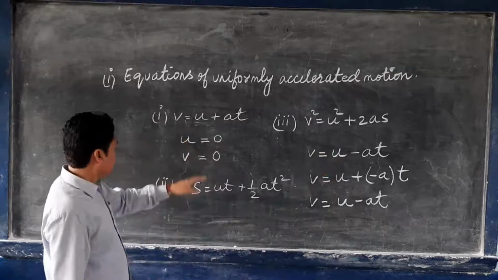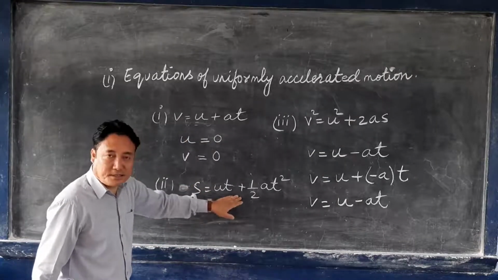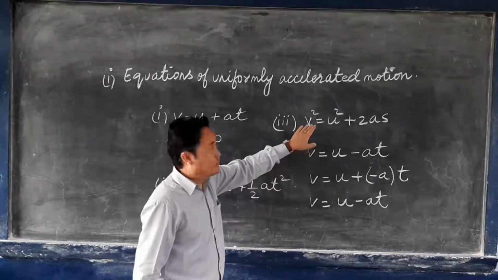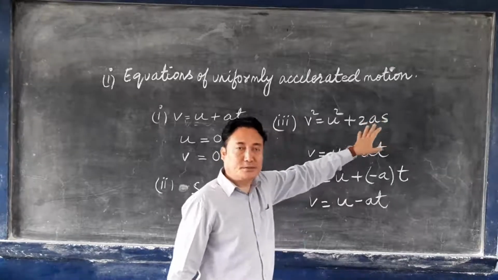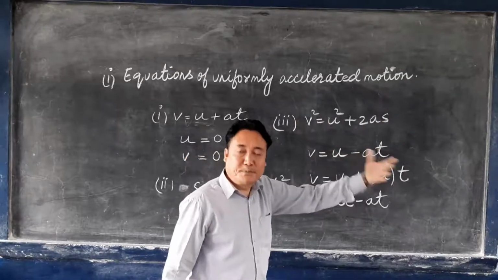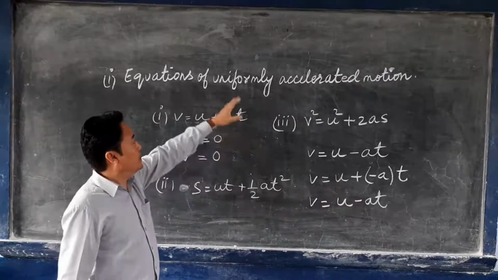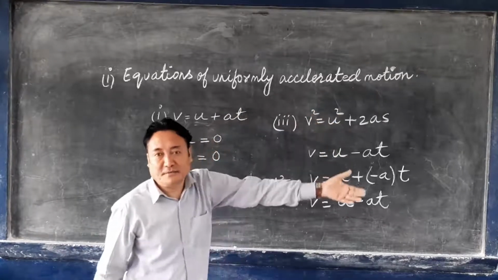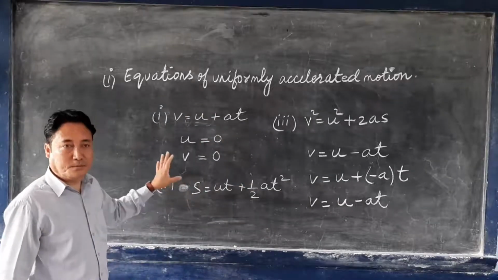Similarly, second equation, S equals to ut minus, instead of plus, minus half at square. Third equation, v square equals to u square minus 2as. So this way you can represent the equations of motion when a body is moving with a uniformly accelerated motion, when a body is having retardation. So these are the three equations of motion.